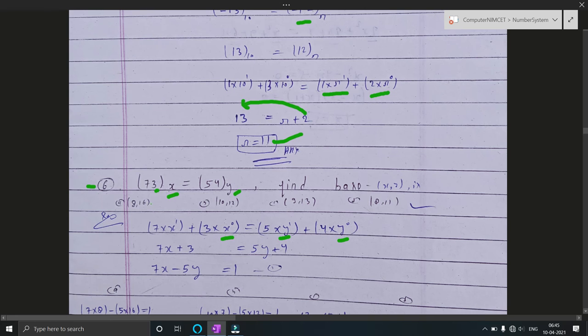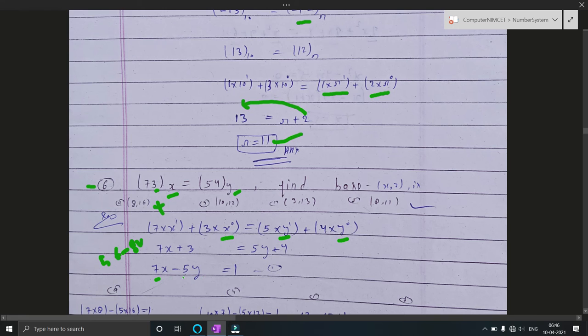Here, just have a look at the options: option A, option B, option C. Some combinations are given. So just by putting the values, we'll get the answer. When we put x equal to 8 and y equal to 16, x equal to 8 gives 7 times 8, that is 56, and minus 16 times 5, that is 80. So 56 minus 80 is not equal to 1, so option A is wrong.